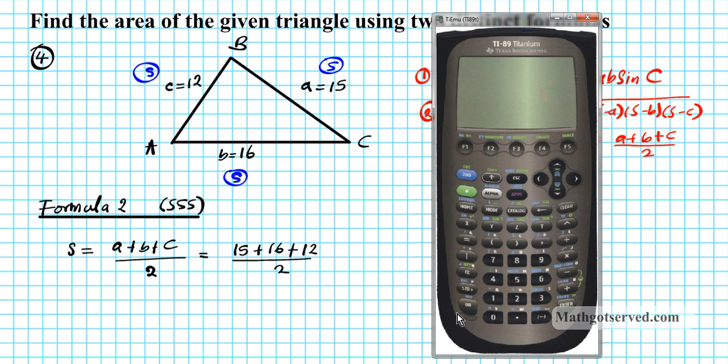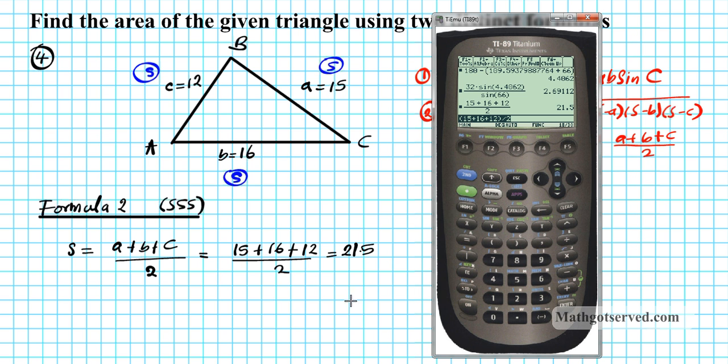Whenever you're adding or subtracting terms in the numerator or denominator, you must group them with parentheses or else you have a grouping error in your calculator. So group the entire numerator divided by 2. So 15 plus 16 plus 12 over 2. We get the semi-perimeter, which is 21.5. So S is equal to 21.5.